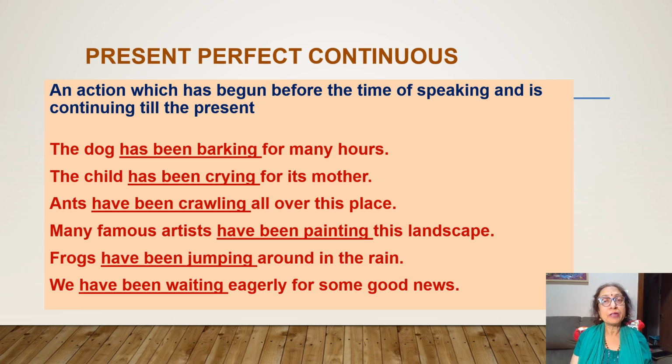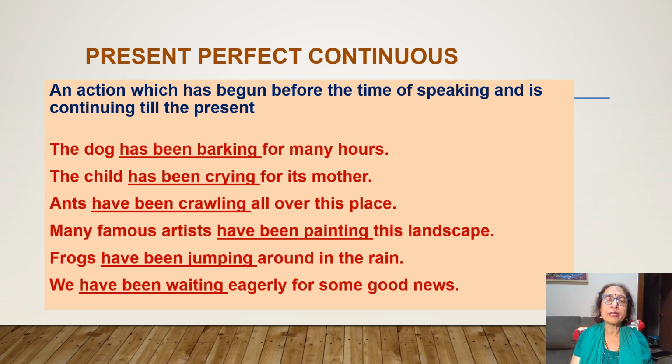Unlike the simple perfect tense, only the perfect tense where the completed action is indicated, the child has cried, or simple continuous tells the child was crying or the child is crying. Here it is the perfect plus the continuous. That you have to keep in mind. Both actions, continuation of the action and ending of the action, both are indicated.